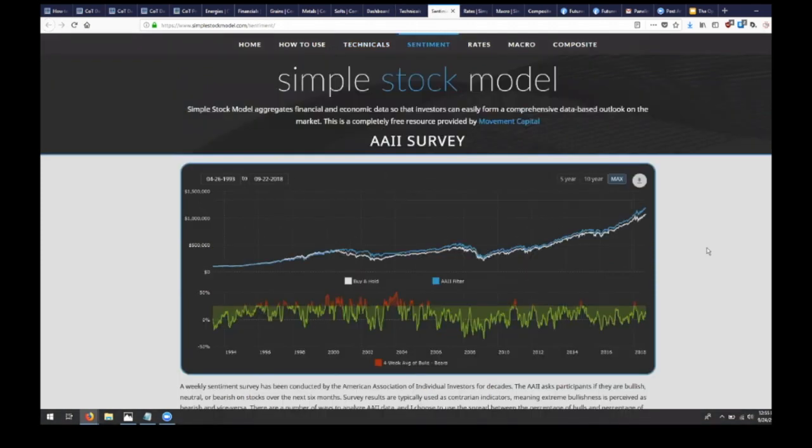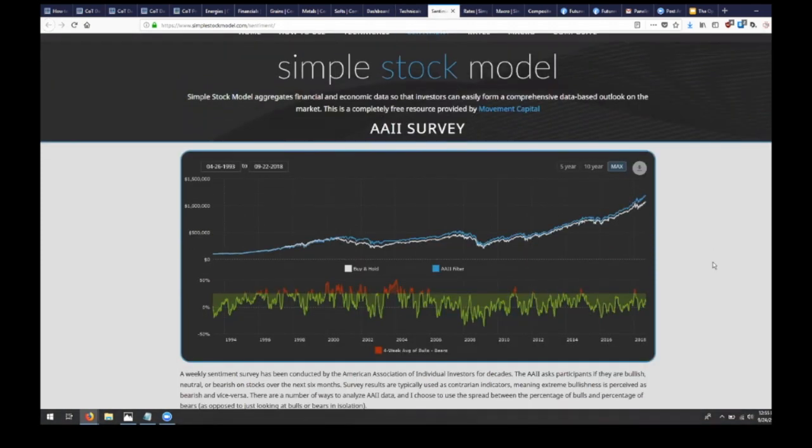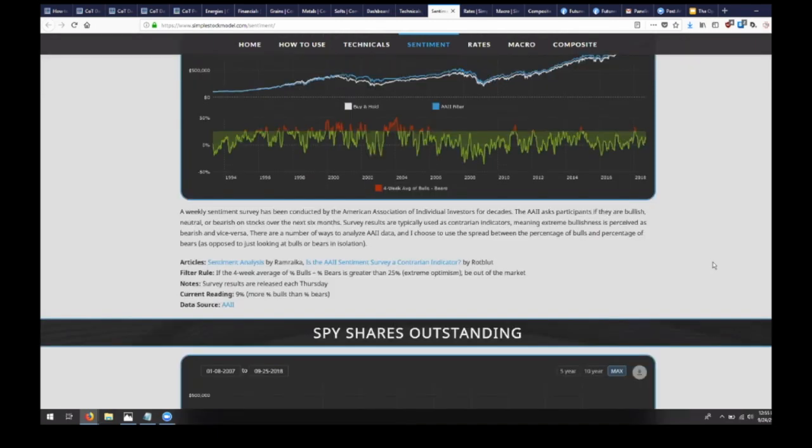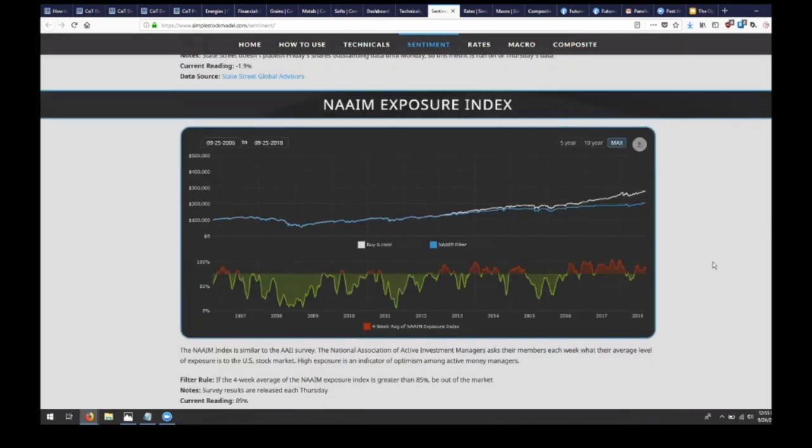Sentiment wise, it's honestly a wash. So this is retail sentiment. This is looking at the AAII survey, the difference between the people responding bullish and the people responding bearish. So it's a spread, and the spread's in the middle. It reflects neither a lot of optimism nor a lot of pessimism among retail investors. We've got NAAIM, which is more active investment managers.